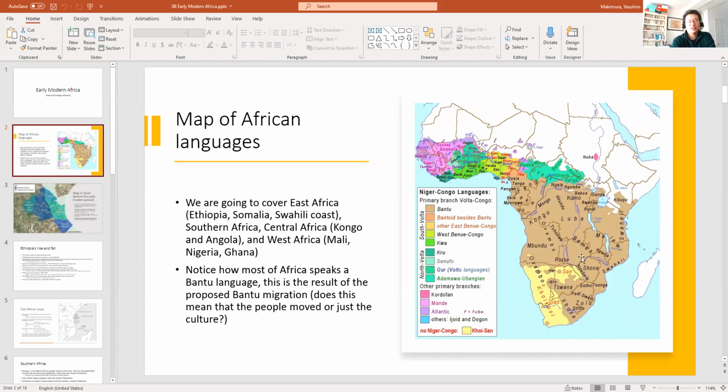So there is diversity, but there's also a shared commonality when we talk about Africa. And so for this lecture, we're going to try and get to more of that.